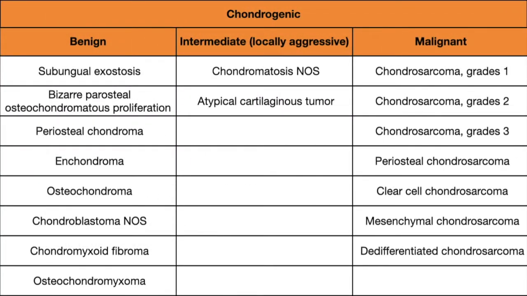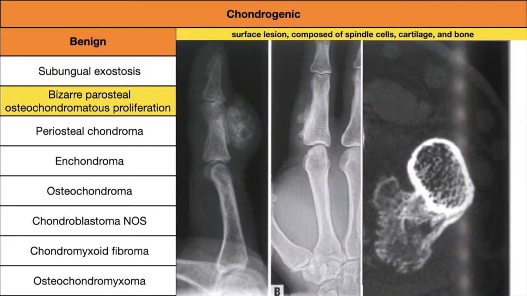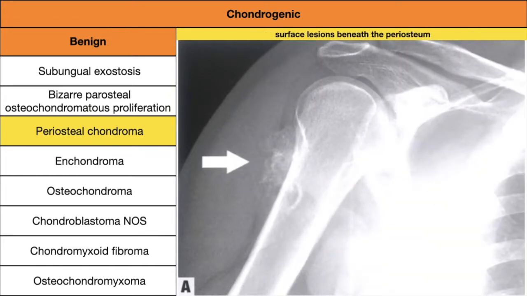First we have chondrogenic tumors. They are divided into benign, locally aggressive and malignant. So we have subungual exostosis in benign, which is a surface lesion of the distal phalanx underlying the nail bed. Then we have bizarre periosteal osteochondromatous proliferation, which are surface lesions. They are composed of spindle cells, cartilage and bone. Then we have periosteal chondroma, which are the benign chondrogenic tumors. They are surface lesions beneath the periosteum.